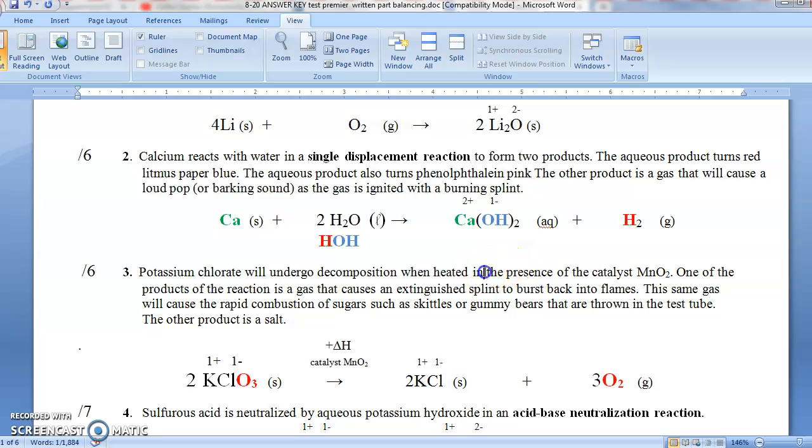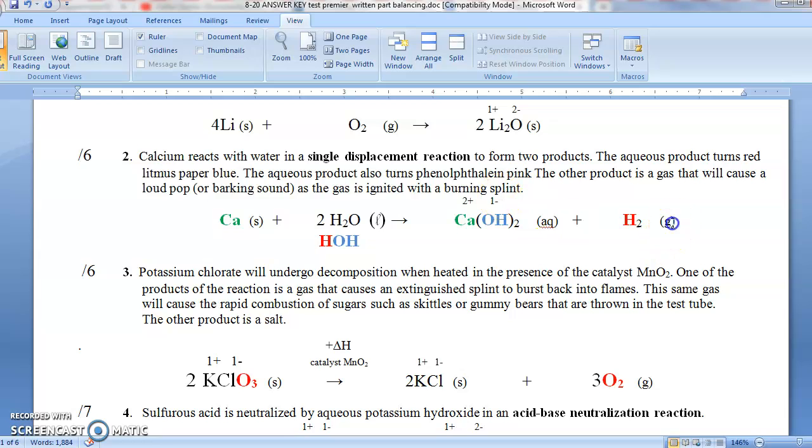In reaction number 2, we have calcium reacting with water in a single displacement reaction, and there's 2 products that are formed. One, the aqueous product. We know one of the products is aqueous. The aqueous product will turn red litmus paper blue. It will also turn phenolphthalein pink. That is telling us that it is a base. Red litmus paper turns blue in the presence of a base. Phenolphthalein is pink in the presence of a base. Our base here is going to be the hydroxide ion.